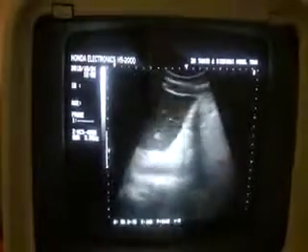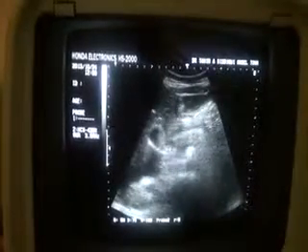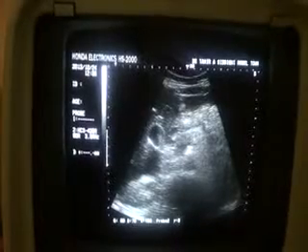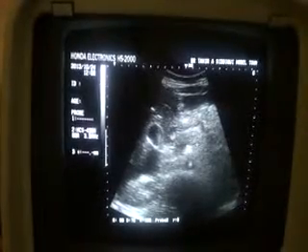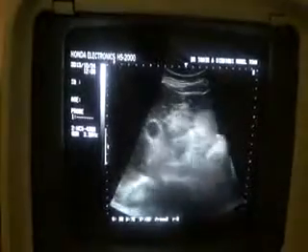There is no periaortic lymph node adenopathy. The pancreas is normal. This band of tissue is the pancreas. This is the splenic vein, the aorta, and the gallbladder in transverse section.